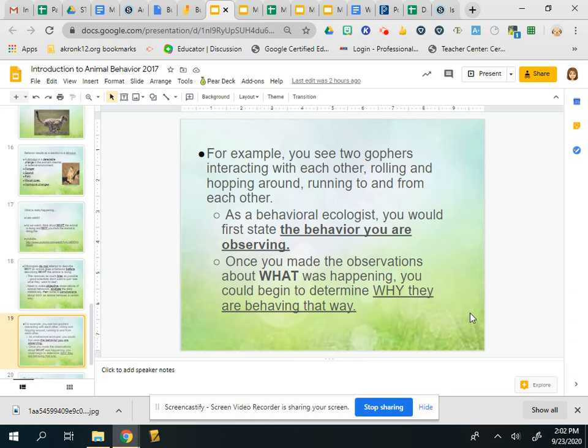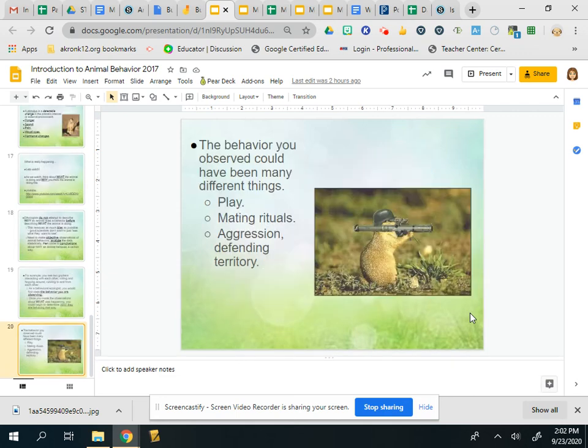As a behavioral ecologist, you would first state the behavior that you're observing. So what was just listed, the fact that they're rolling around and hopping, those are describing the specific behaviors. And once you make observations about what is happening, then you can try to determine why they're behaving that way. The behavior you observed could have many different reasons. They could be playing, they could be in mating rituals, it could be aggression or defending their territory. And yeah, I know they don't normally wear that kind of gear, but I thought it was funny.